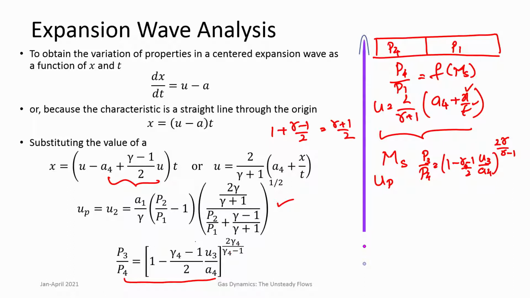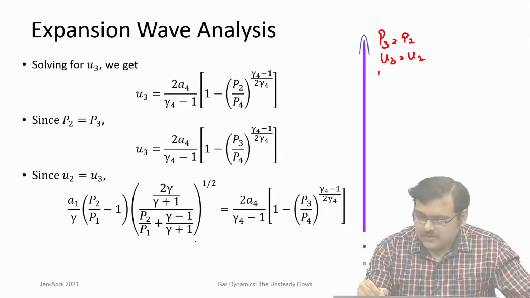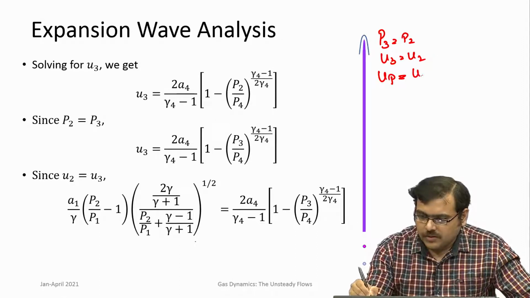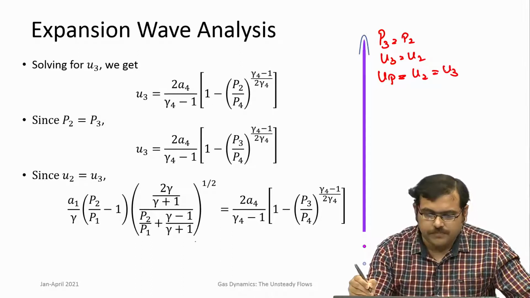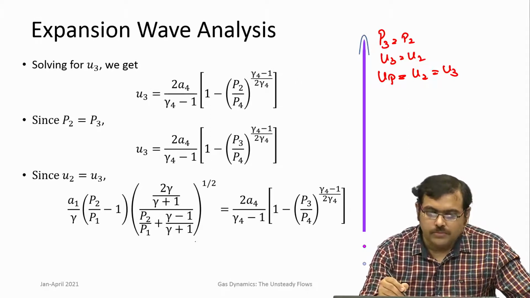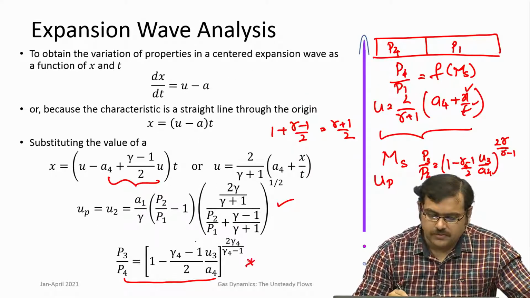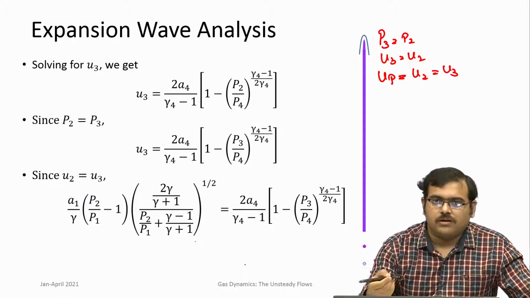Now what is the boundary condition across the contact surface? Across the contact surface we have P3 equal to P2 and U3 equal to U2. Whatever we just described, UP is actually U2, the same as U3. So that is what is given. Now from this expression for P3 by P4, we can solve for U3.